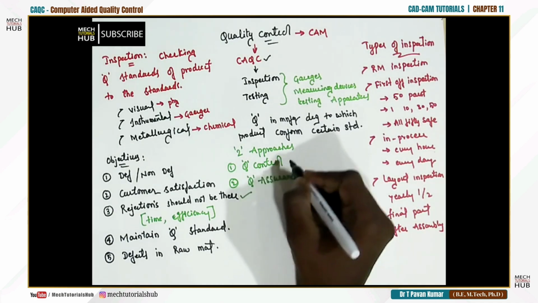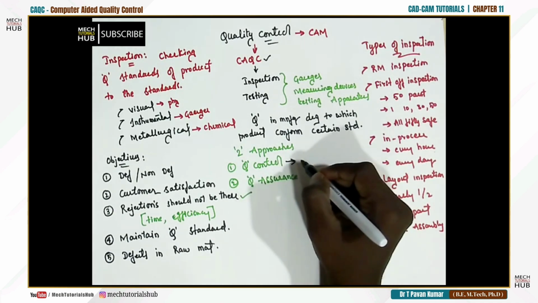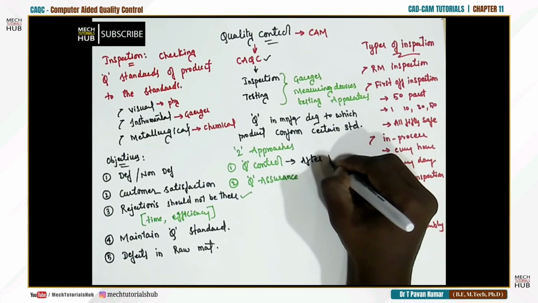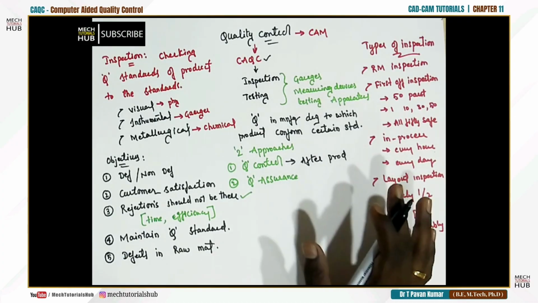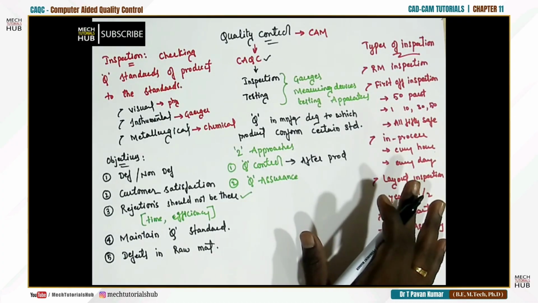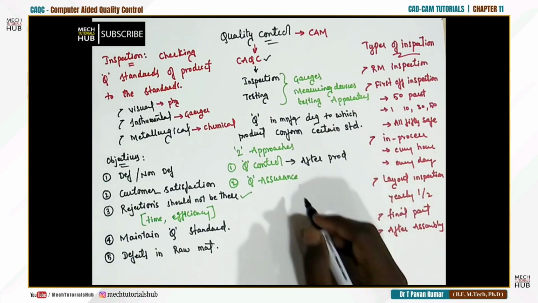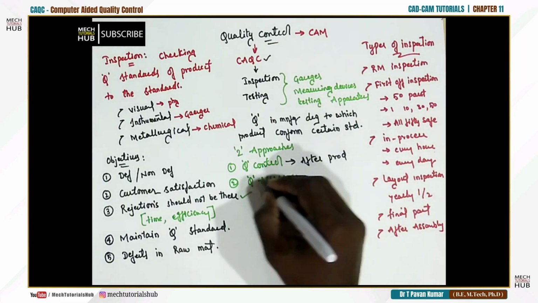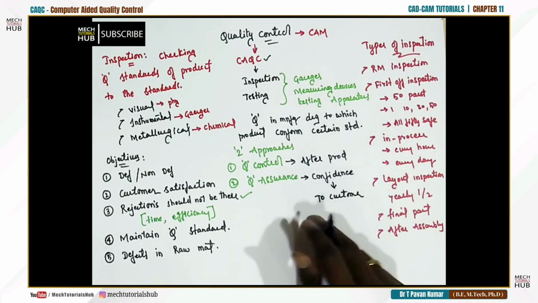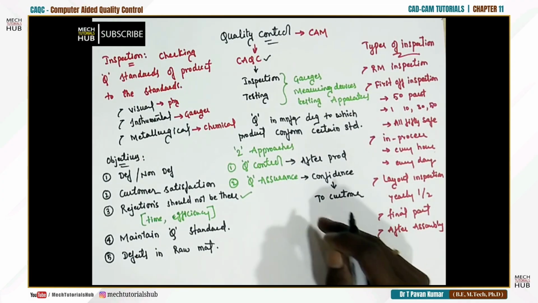In quality control, quality checking is done after production. This activity is performed after production. Now quality assurance is nothing but it talks about the confidence to the customer by the firm.